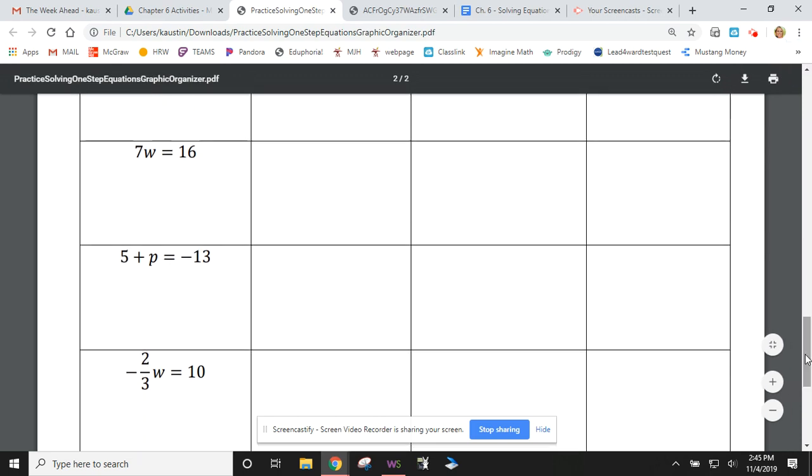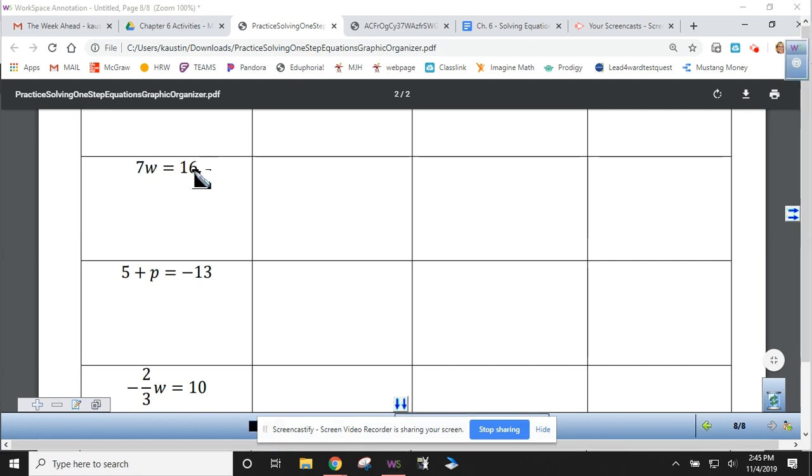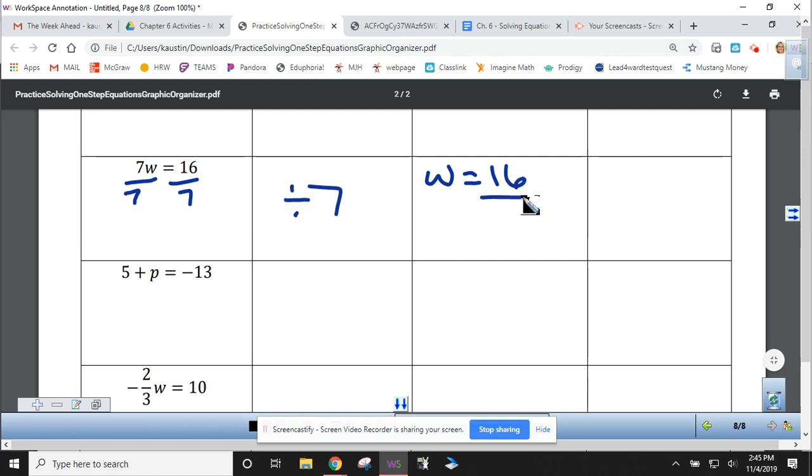Okay, on this one we have 7 times w equals 16. Well, the opposite of multiplying times 7 is to divide by 7. I divide each side by 7. Now, since this is not going to be a whole number and you cannot reduce it, I would leave it in this form right here.